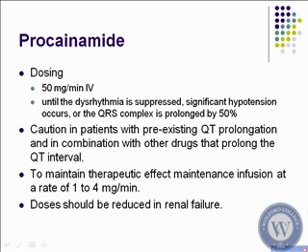50 milligrams per minute IV until the arrhythmia is suppressed, or significant hypotension occurs, or the QRS complex is prolonged by 50%. Caution, it should be used with care in patients with pre-existing QT prolongation, and to maintain therapeutic levels, you need to maintain an infusion rate of around 1 to 4 milligrams per minute. Doses should be reduced in patients with renal failure because you do get accumulation of this drug.